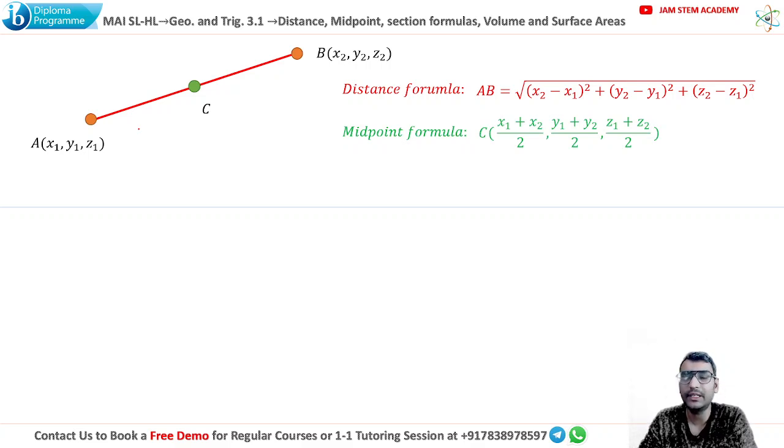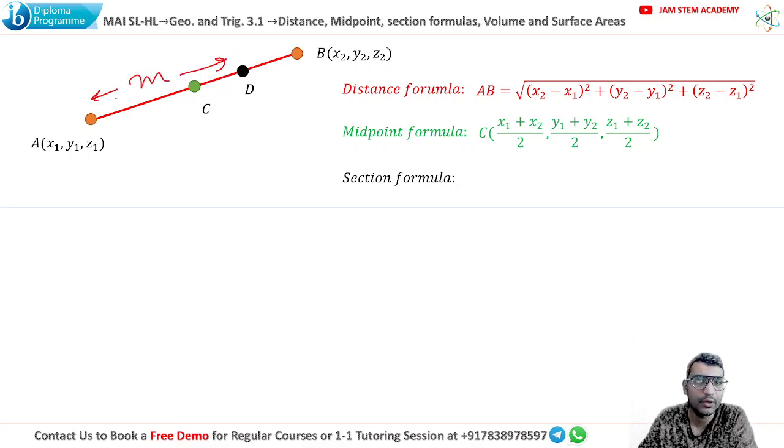Now, the third one is the section formula. Let's consider there is a point which divides A and B in some ratio called m is to n. So let's consider that point D is dividing this AB in ratio m to n, means A to D is m distance and D to B is n. In this way you can say D is dividing AB in ratio m to n.